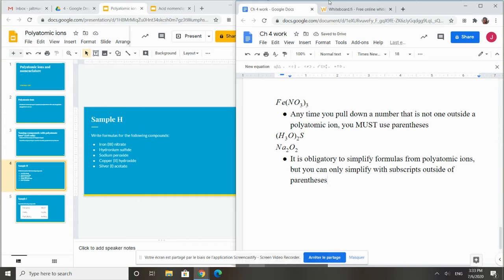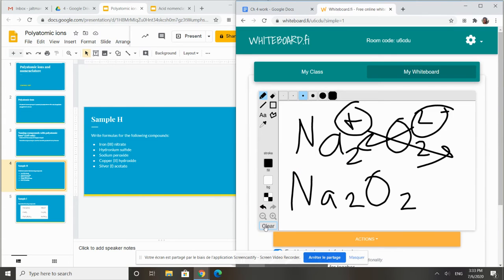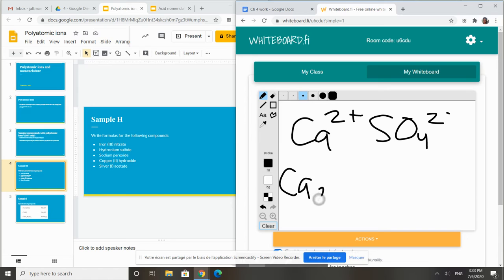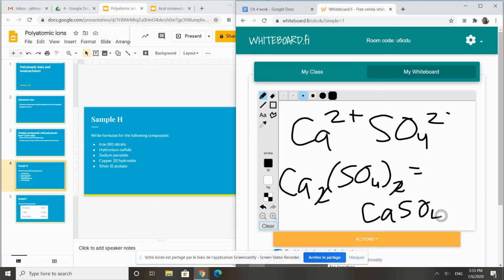I'll give you an example of something I could simplify. For example, if I had calcium sulfate, I'm going to go a little bit off of the script here for a second. Ca2+, SO4 2-. You would originally get Ca2(SO4)2, but it is obligatory to simplify it to just CaSO4. All right, so back on the script then.